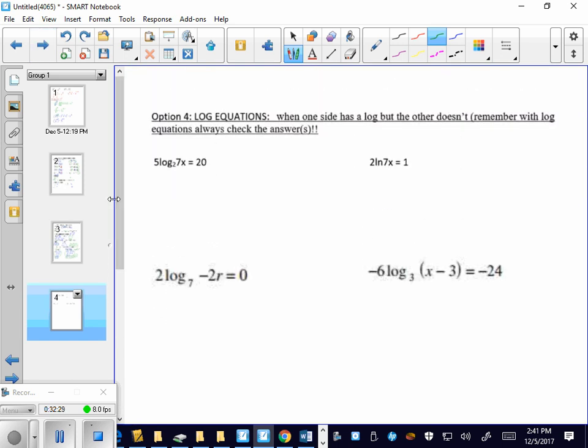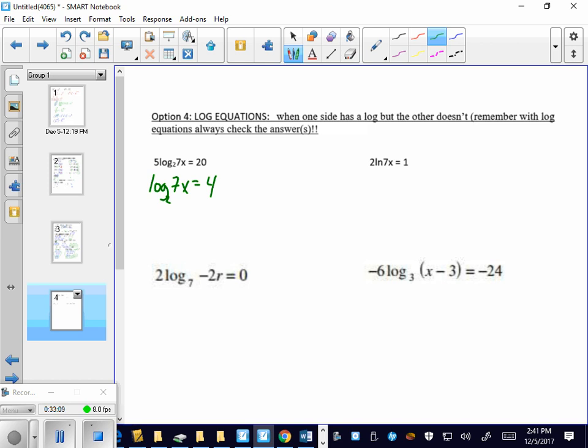All right, almost done, and then you will be able to get busy on the homework. All right, when one side has a log but the other side doesn't, that's what we're going to do here. The idea is you want to isolate the log, meaning get the log all by itself first. The log over here is not isolated. As a matter of fact, it's got a 5 out in front of it. So we're going to have to divide both sides by 5 first. Log of 7x base 2 equals 4, dividing both sides by 5.